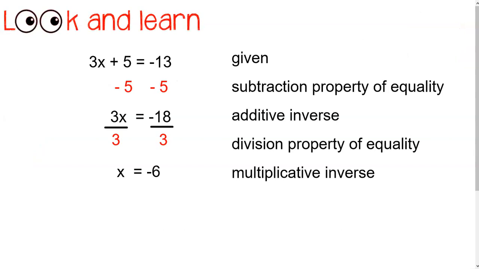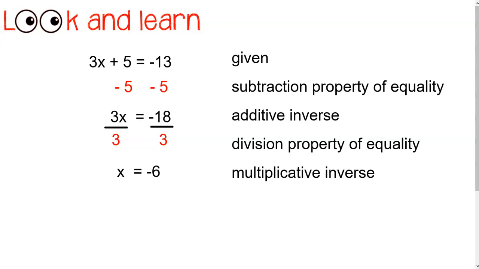So let's take a look at our first example. The original equation 3x plus 5 equals negative 13 is what we were given. So the first thing we write is that is the given statement. Now I'm choosing to show my work here vertically. However, it's very common for the work to be shown horizontally.